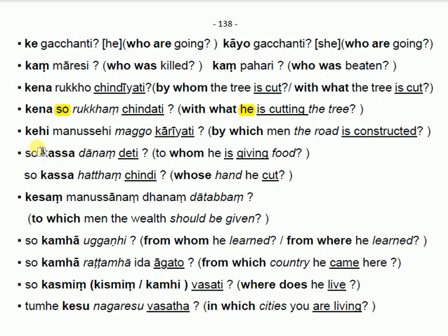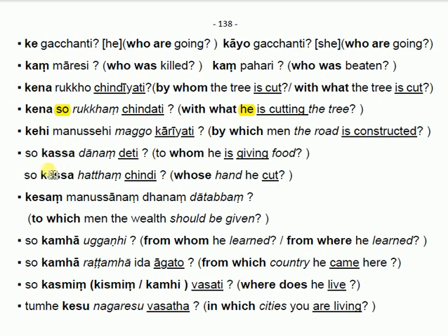And in instrumental plural, kehi manusehi maggo kariyati. So here kehi means by which, manusehi men, maggo the road, kariyati is constructed. So the road is constructed. Maggo kariyati, the road is constructed. Which man? So by which man? Kehi manusehi.